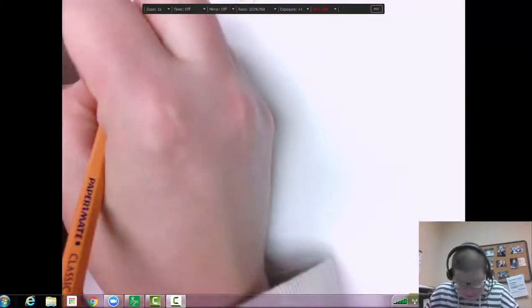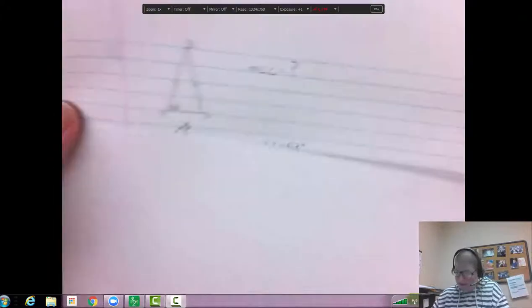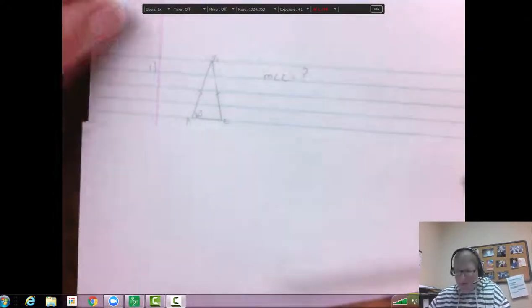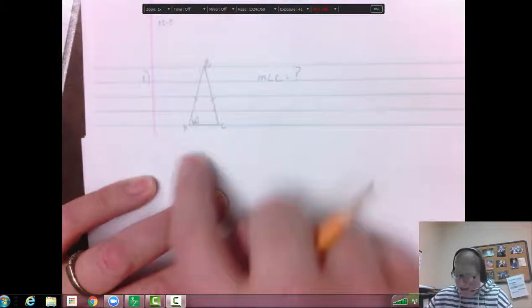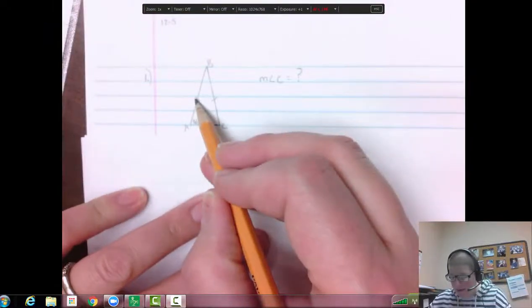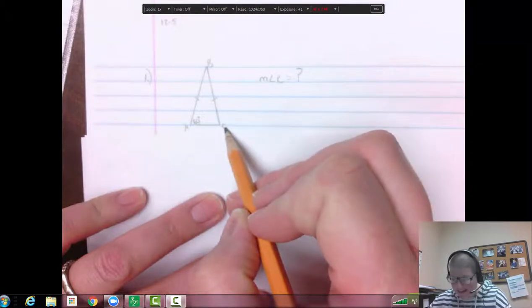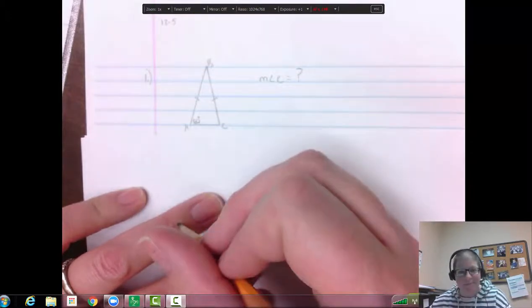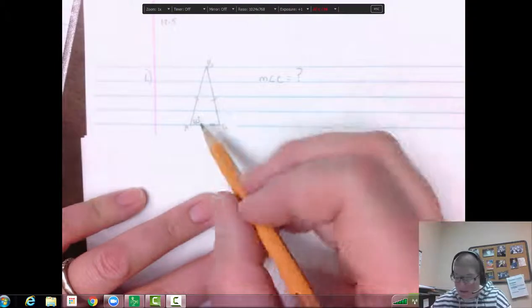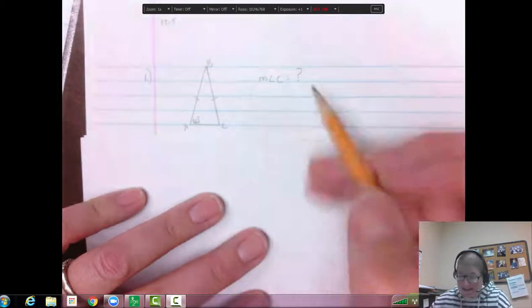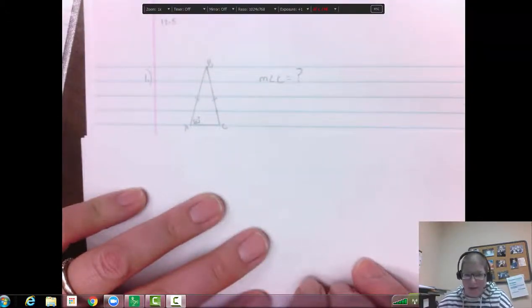Now let's see how we use those. So here's my first example. If this is my first example right here, ABC, and I know it's isosceles because these two sides are equal, what is going to be the measure of angle C if A is 60? Well, we know that these have to be congruent, so it is 60. Okay, so the measure of angle C is 60.